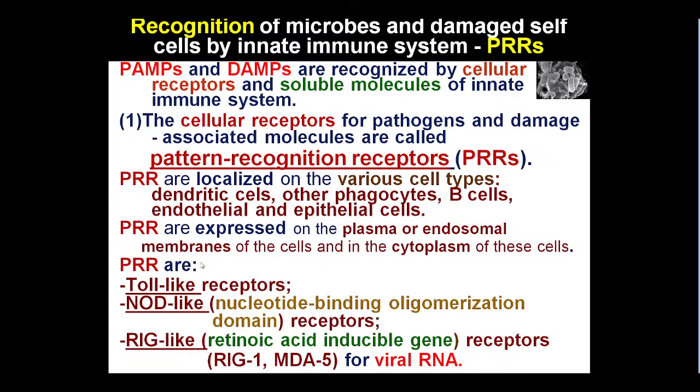The most studied and understandable pattern recognizing receptors are Toll-like receptors, NOD-like receptors, and RIG-like receptors. NOD-like receptors and RIG-like receptors may occur in the cytoplasm. Toll-like receptors mostly are membrane-associated receptors.